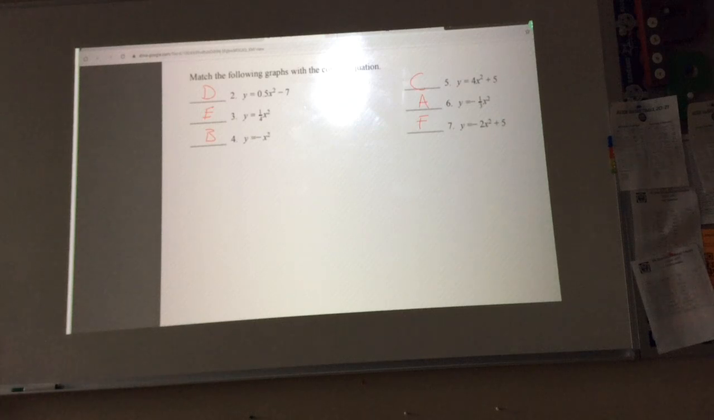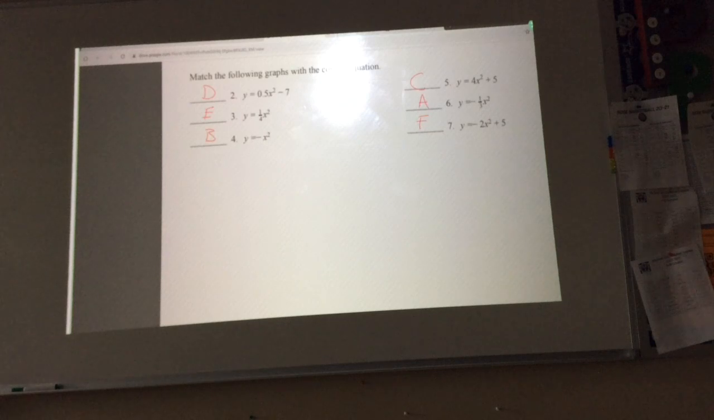But if I look at my graphs, for D, I knew that the answer had to be for this one because it was the only one that had a y equals at -7, or a y-intercept at -7. For number 3, I don't have a y-intercept, which means that it has to go through the origin. Can we agree? Well, I only have 2 that go through the origin. I guess I have 3 technically. One that goes up and one that goes down.